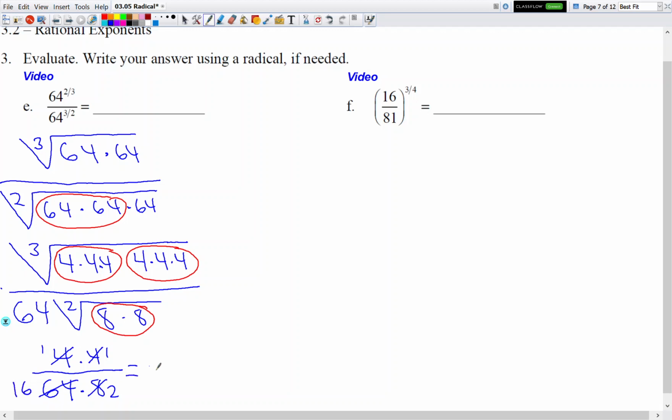Okay, so what do I have at the end? Well, 1 times 1 is 1. 16 times 2 is 32. And there's my final answer.